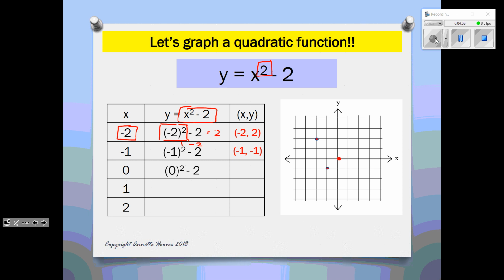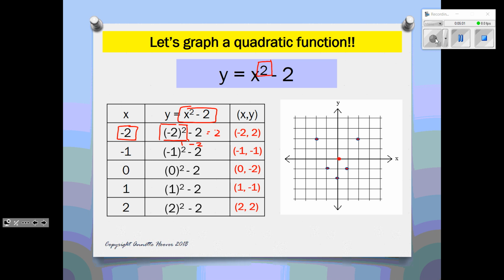If you plug in 0, 0 squared is 0, minus 2 is a -2. So our ordered pair is 0, -2. There it is graphed. Now we plug in 1, 1 squared, or 1 times 1 is 1. 1 minus 2 is -1. So we have 1, -1. And when we plug in 2, 2 squared is 4. 4 minus 2 is 2, so we have 2, 2.